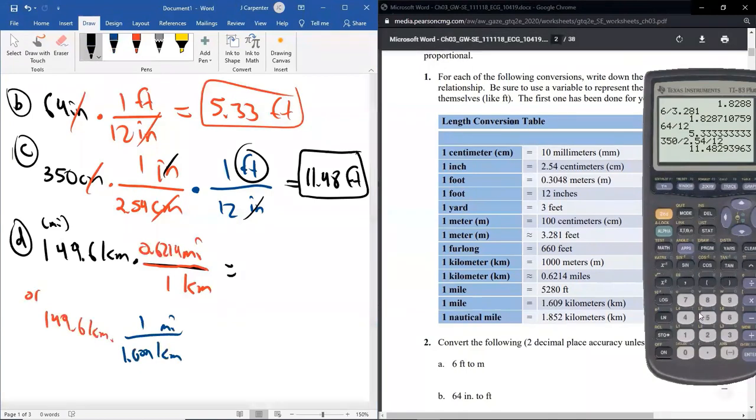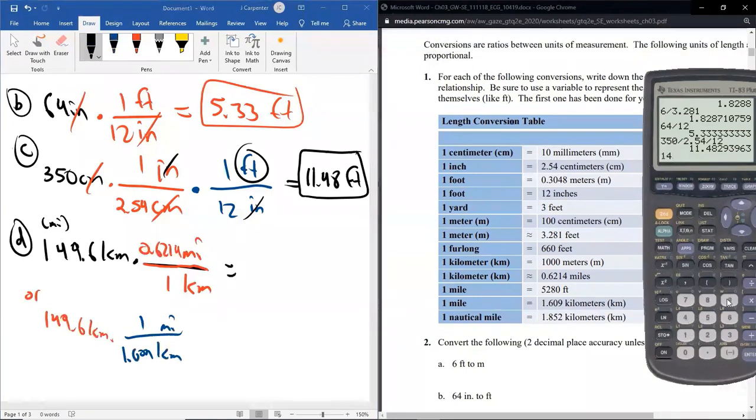Only going to show one of these, the 149.6 times 0.6214. Hit enter, your kilometers cancel, and you'll get 92.96 miles, and you'd get the same answer the other way.